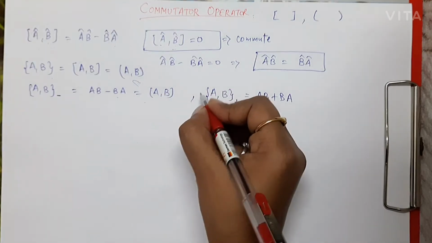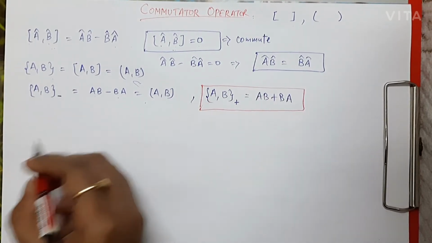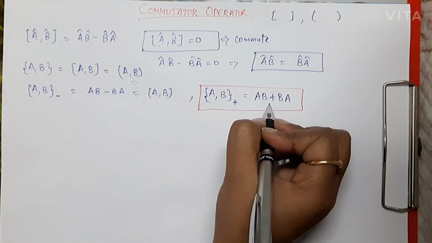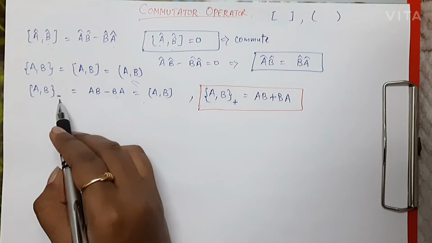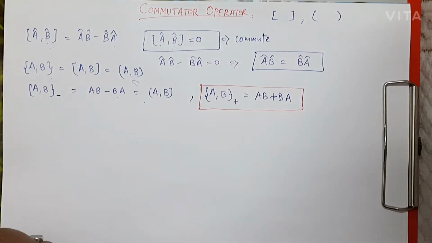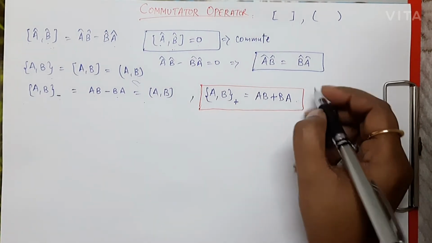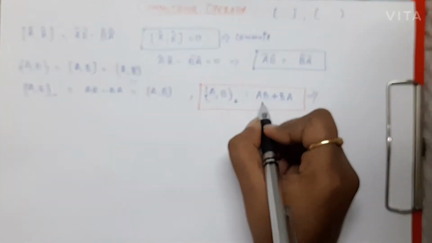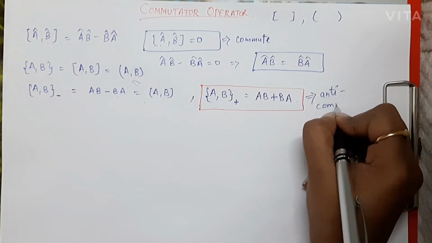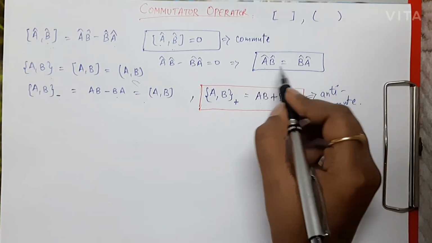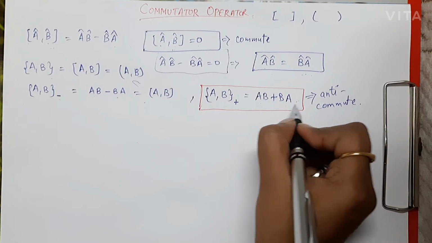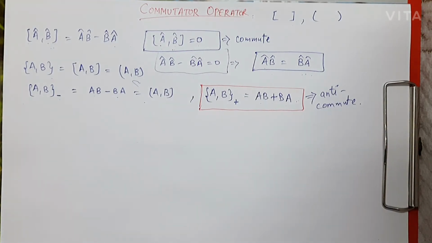So I am putting this under a box. This is something which you should remember. If underneath the brackets it's plus, then in the formula itself it will be plus. If underneath the brackets it's minus, then in the formula itself it will be minus. This is how you can learn. So this is the property of anti-commutation. If this is the condition, then operators are said to anti-commute. This was the condition for commutation, and this is the condition for anti-commutation.